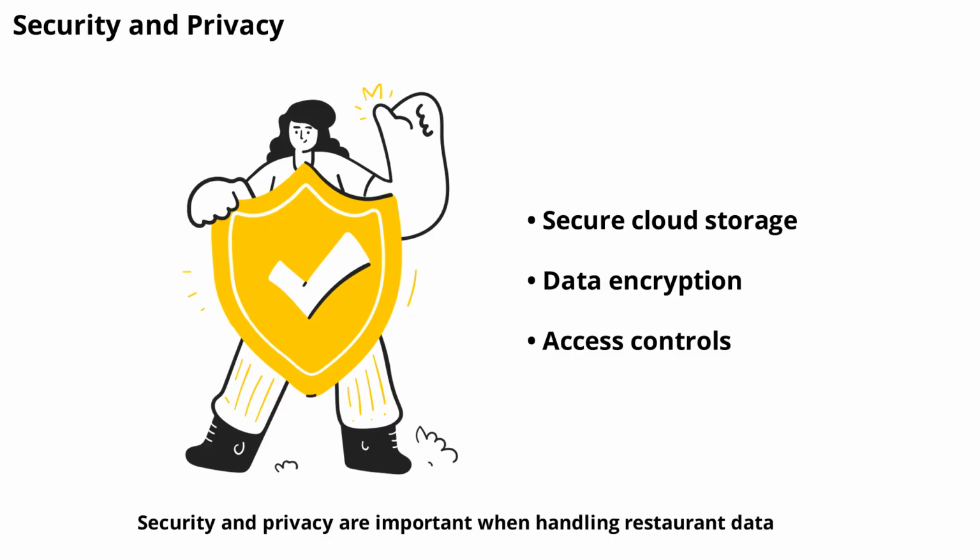Security and privacy are important when handling restaurant data. Choose diagram software that offers secure cloud storage, data encryption, and user access controls. This protects your sensitive information and ensures only authorized team members can view or edit your diagrams.